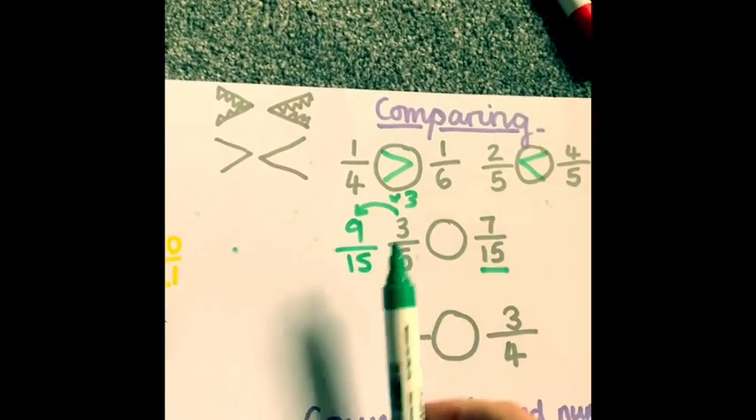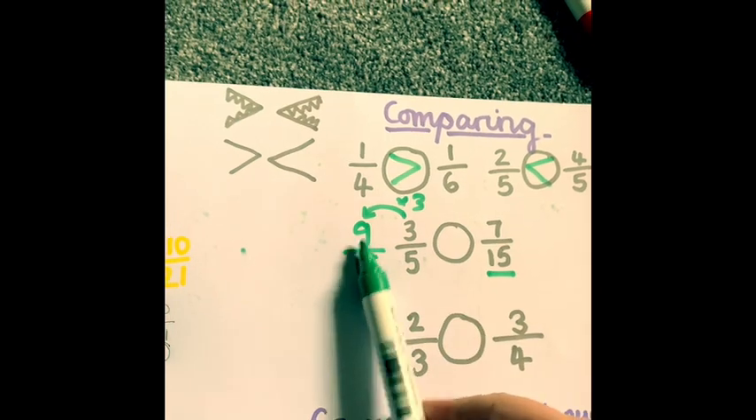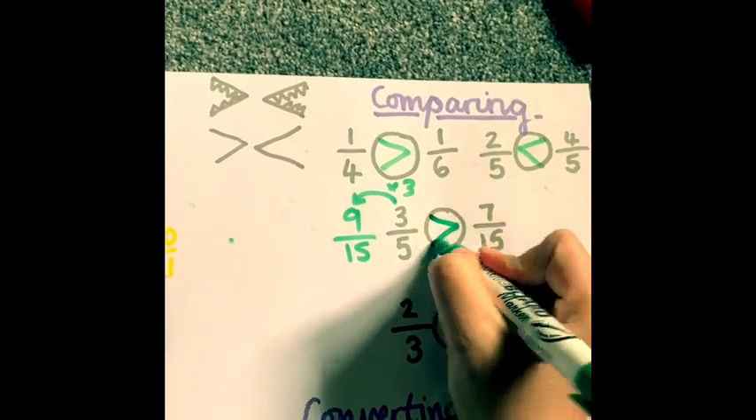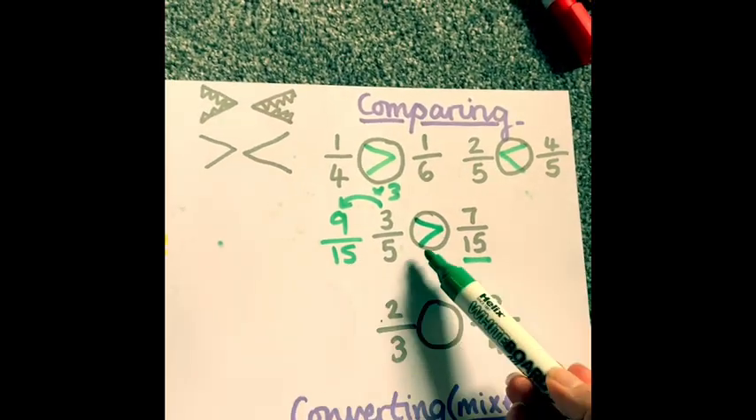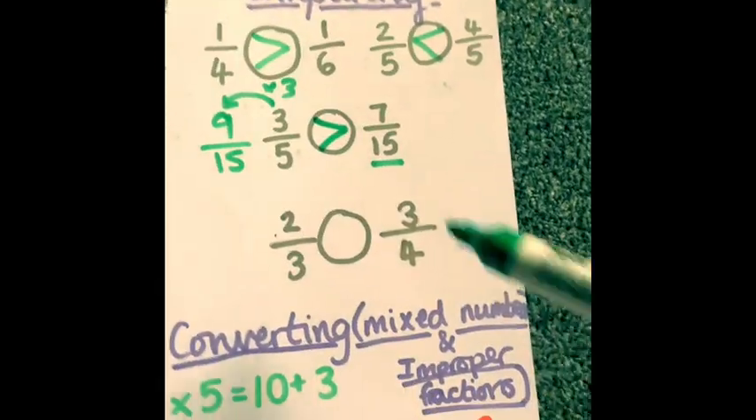Now it's mega easy to compare because I've got a 9 and I've got a 7. I know 9 is the bigger fraction, so my crocodile's going to want to eat that. 9/15 is greater than 7/15.